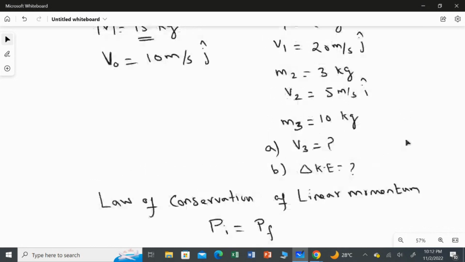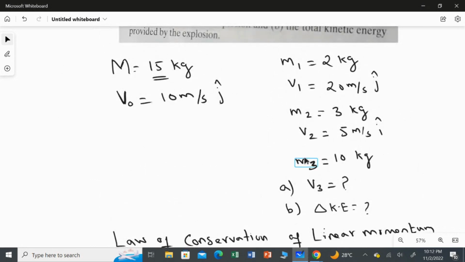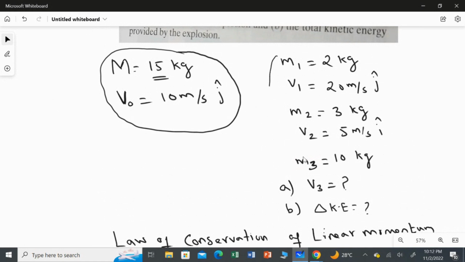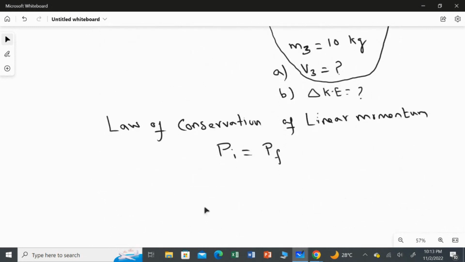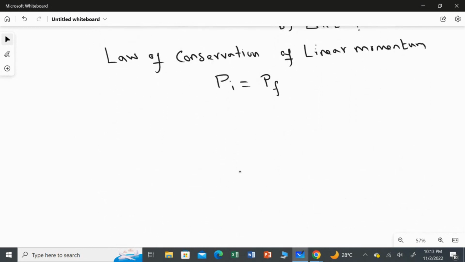So what is our initial momentum for this part? This part is equal to this part. Clear? So the left hand side is capital M and V naught. This is the formula for the momentum. That means before the explosion and after the explosion, how am I going to frame the equation for the law of conservation of momentum? It's very easy.